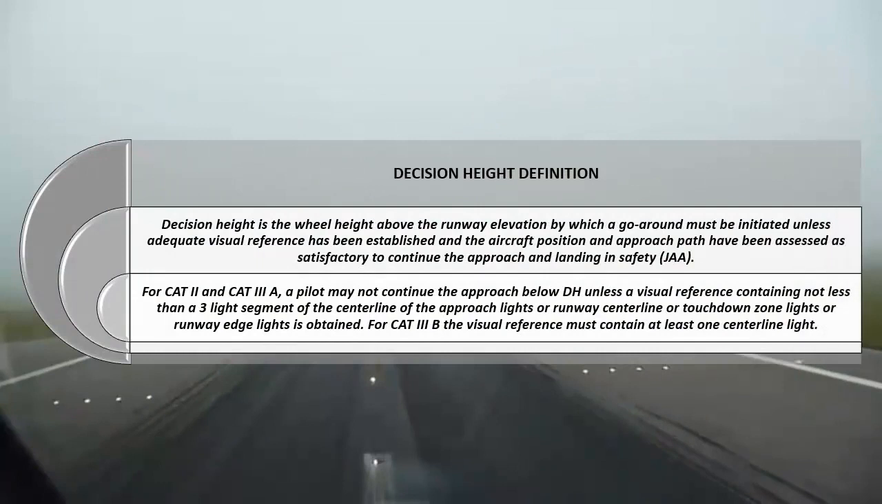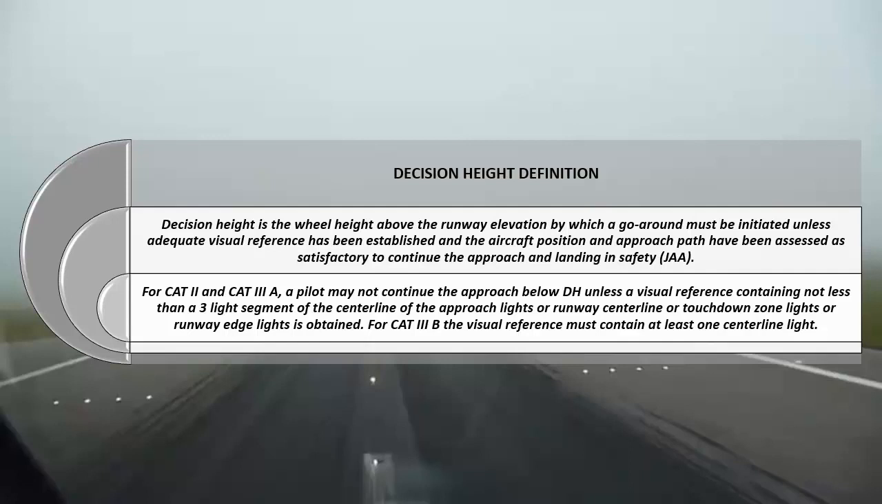Decision height definition. Decision height is the wheel height above the runway elevation by which a go-around must be initiated unless adequate visual reference has been established and the aircraft position and approach path have been assessed as satisfactory to continue the approach and landing in safety. JAR.